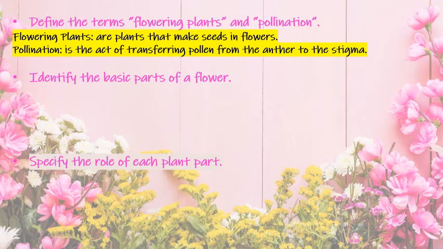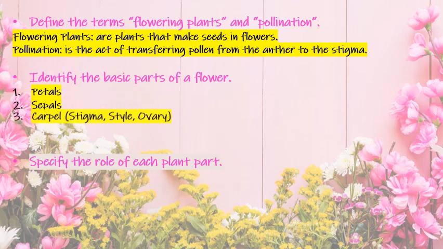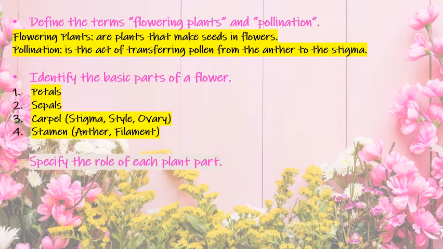What are the basic parts of a flower? What are different parts of a flower? Like I told you, four different parts. Petals, which are the colorful parts. Sepals, leaf-like parts. Carpel, which is the girl, the female part with three different organs: stigma, style, ovary. The stamen, which is the boy with two parts, anther and filament.